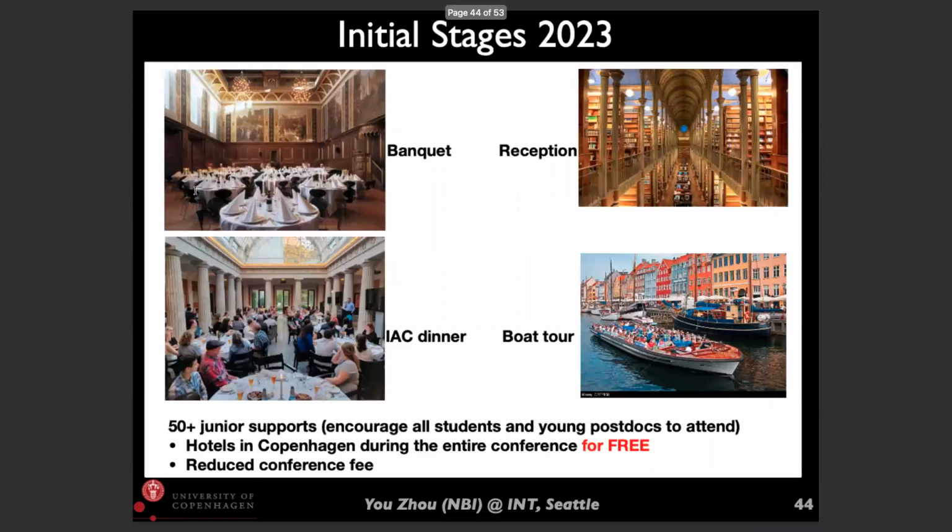What is the reception? What is that room? It's a university library. Okay, the library. So for our friends from the US, the history of the library is actually longer than the history of the US. Which is not surprising because the university is more than 500 years old.